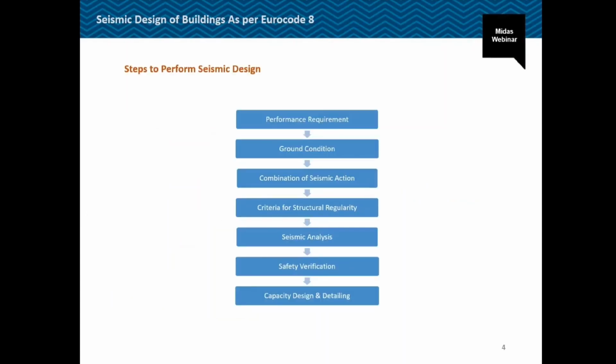So these are the steps to perform the seismic design. First, we have to see the performance requirement of our structure. Then we will assess the ground condition. Then we have to see the combination of seismic action that we will cover. Then we have to see the criteria for structural regularity.